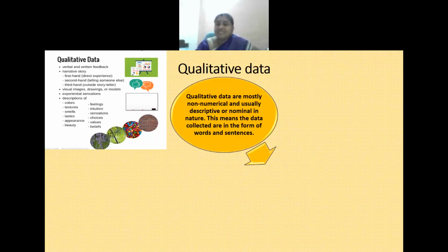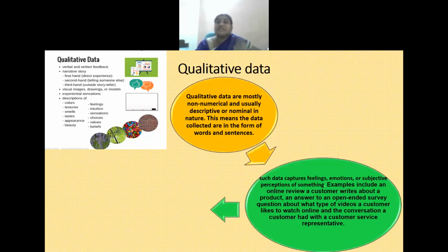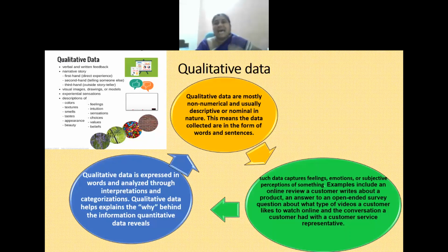So then qualitative data will help, and it captures things like emotions or subjective perceptions of something. You need to have a survey question or something like that, and you collect. Qualitative data is expressed in words and analyzed through interpretations and categorizations. So qualitative data helps explain the why behind the information.